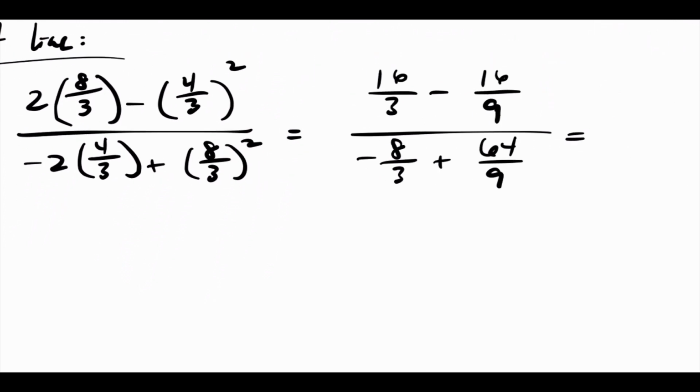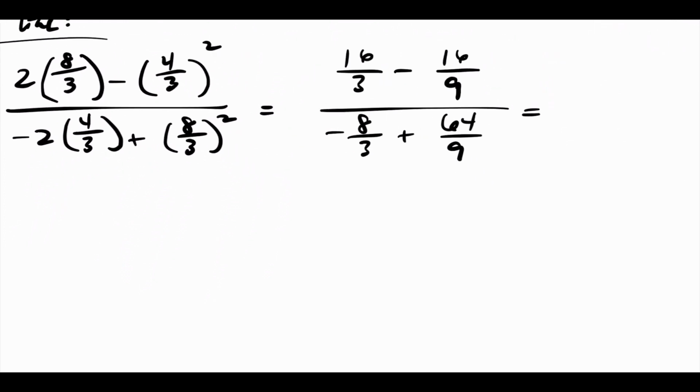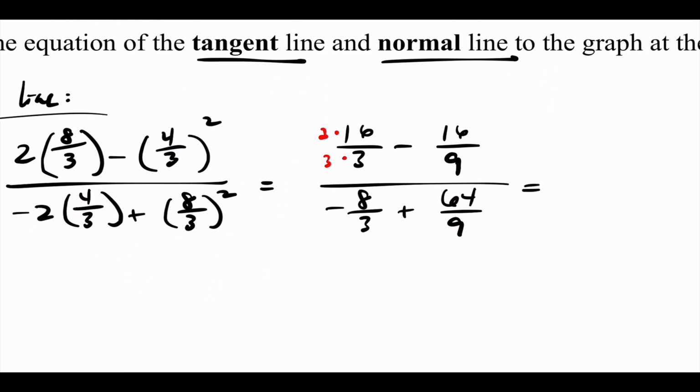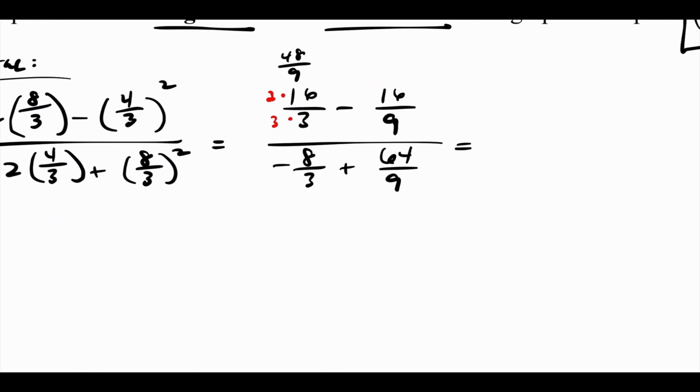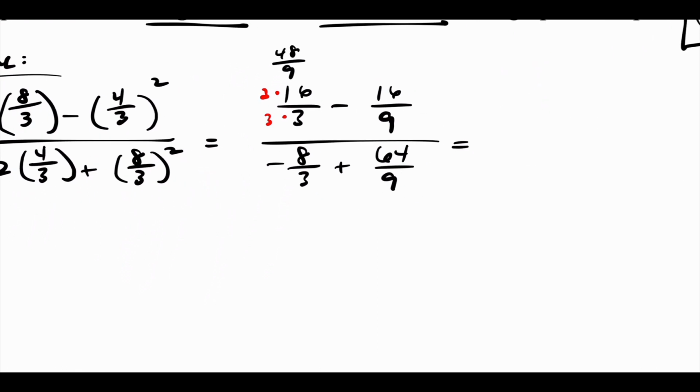So to subtract the top, what do I have to do? Common denominator, right? So I've got to change it to ninths. I'm going to multiply it times 3, so it's 48/9. So 48/9 minus 16/9 is 32/9.